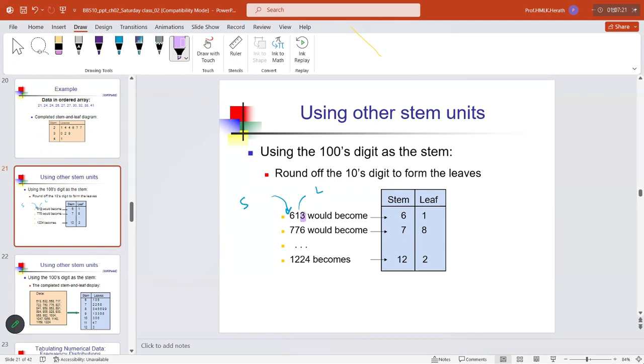Right? So this is what happens. So therefore we get this, right? 6 for the stem and 1 for the leaf. We lose 3. So similarly for the 77, we get 7 here, and so we round it up to 8. And this becomes 12. And we get this for the leaf, make a stem.